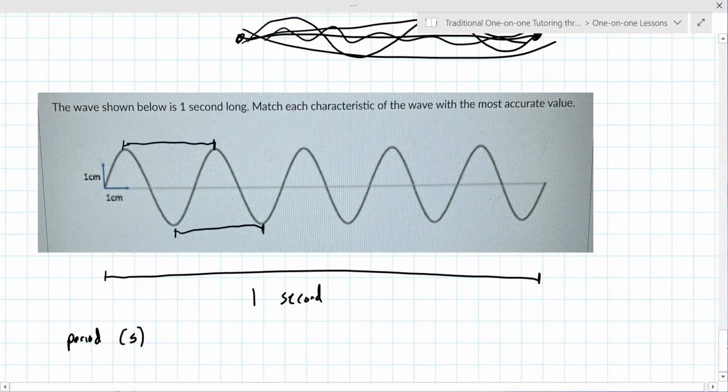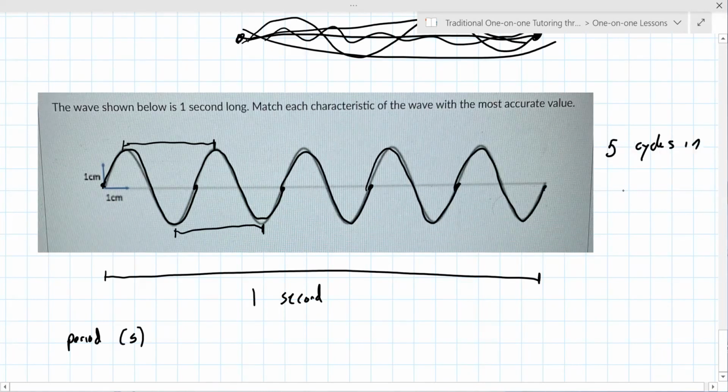But we actually don't get the information we want here. You can see that it does one full cycle, that's a cycle. And then it does another full cycle, that's 2. And then another full cycle, that's 3, 4, and then 5. So it actually does 5 cycles in 1 second. So the question is, how long does it take to do 1 cycle? Well, you're dividing that 1 by 5, and it's 0.2 seconds.